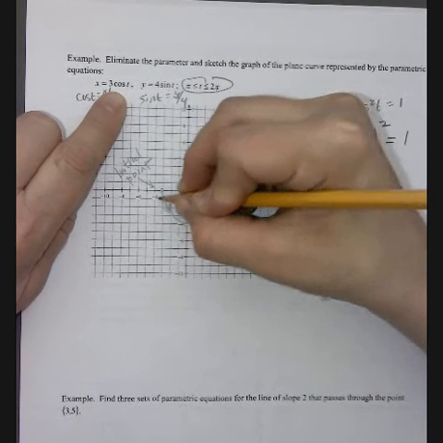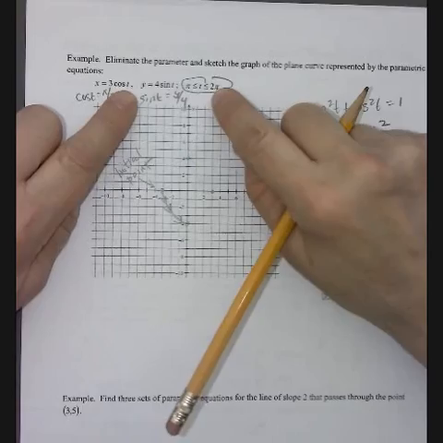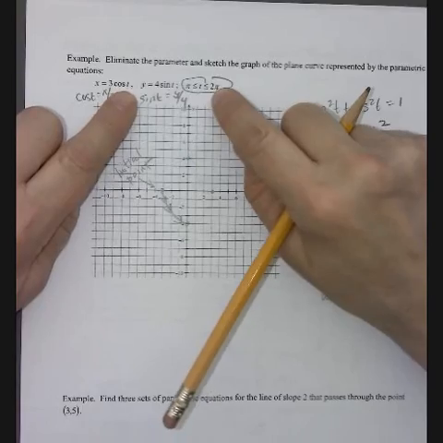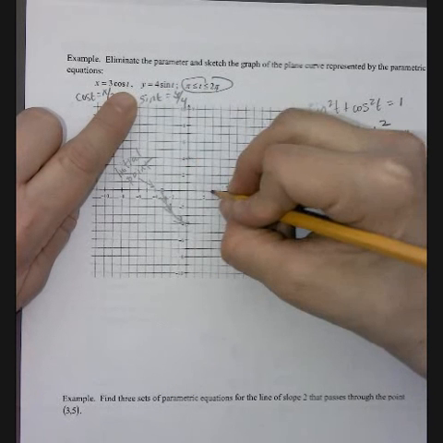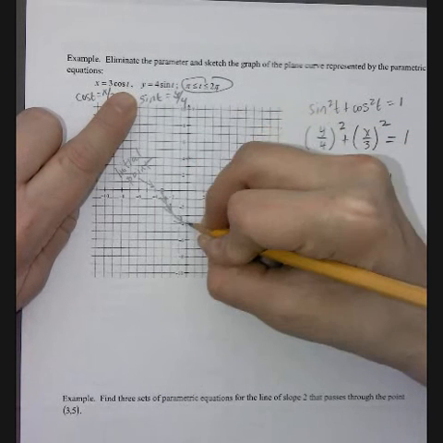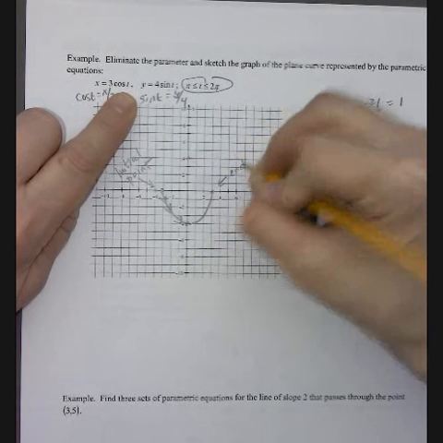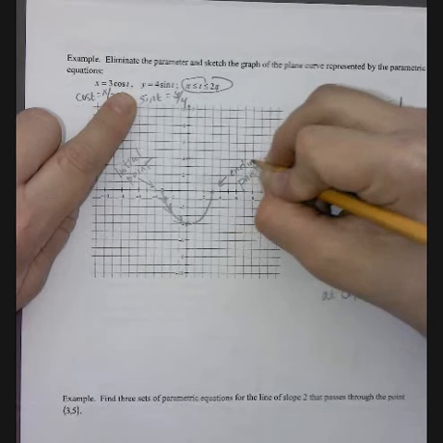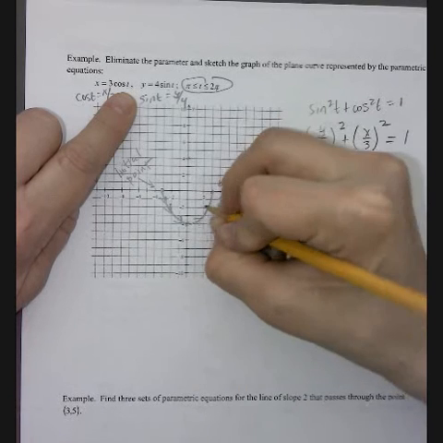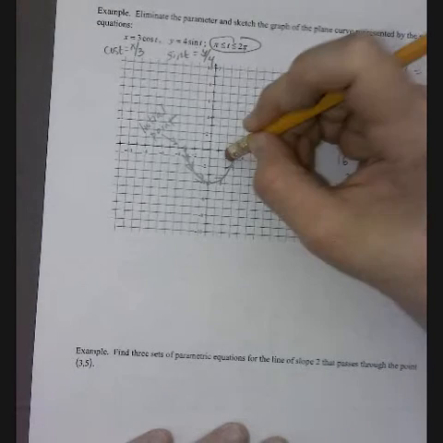And then when t is 2 pi, cosine is 1, so we've got x is 3, and y is 0. So we're up to this point, and that's it. That's the end. Ending point, or the terminal point. And it does not keep going. I don't want that arrow to make it look like it's going to keep going there.